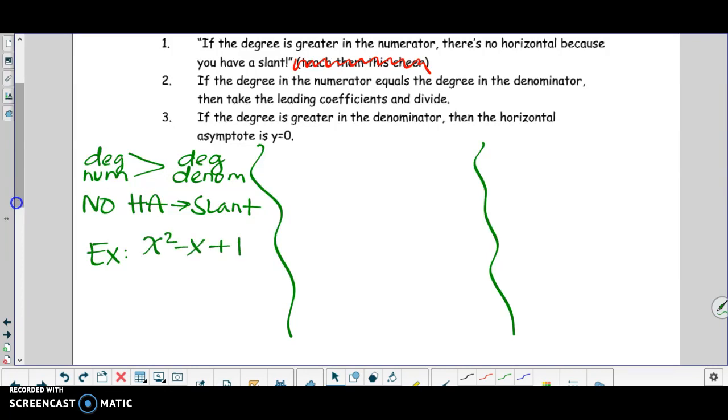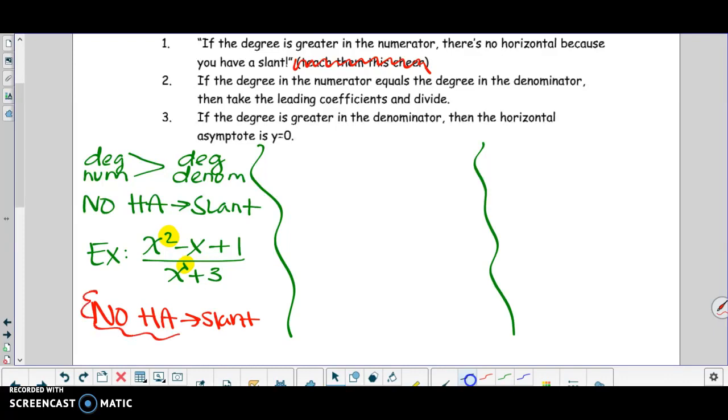what's the degree of that expression? What's the highest exponent? What's the degree? 2. What's the degree of the denominator? 1, right? This technically has a 1. The degree of the numerator is greater than the degree of the denominator, so that automatically means I have no horizontal asymptote. I have a slant. If you don't have a horizontal asymptote, you have a slant. If you have a slant, we're going to bring that all together in an example, okay?